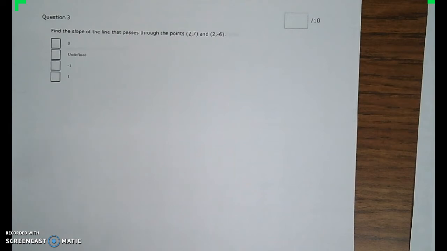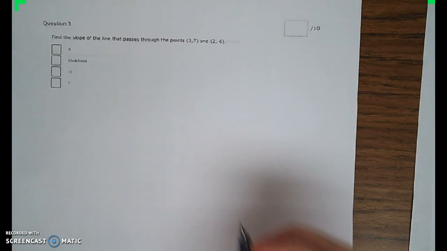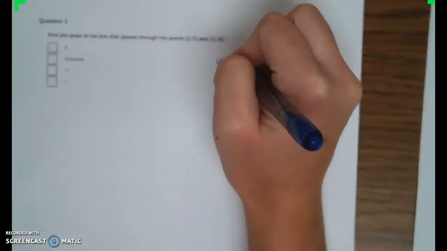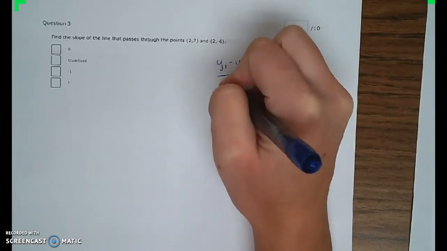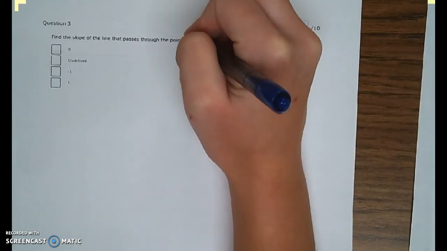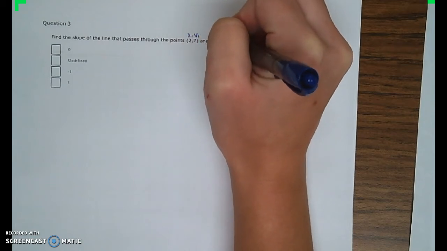Number 3 says, find the slope of a line that passes through the points 2, 7 and 2, negative 6. So the first thing I would do is I know that I'm looking at y1 minus y2 over x1 minus x2. And remember, you can kind of pick which ones you want to be first. I normally pick the first one. So that's going to be x1, y1, x2, and y2.